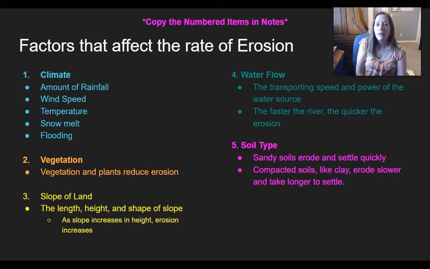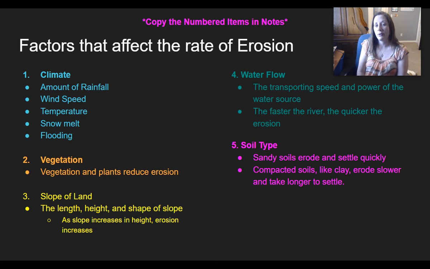The number four thing is water flow, the transporting speed and power of the water source. And the faster the river, the quicker the erosion, which probably makes sense. If it's moving faster, it's going to be moving the sediment faster as well. We saw that in the stream table. When I poured more water and it started moving faster, that sand started coming down faster into that bucket, right?